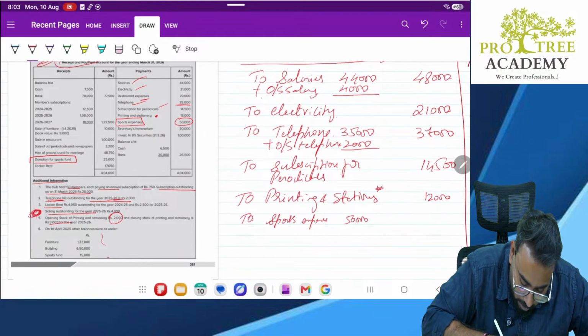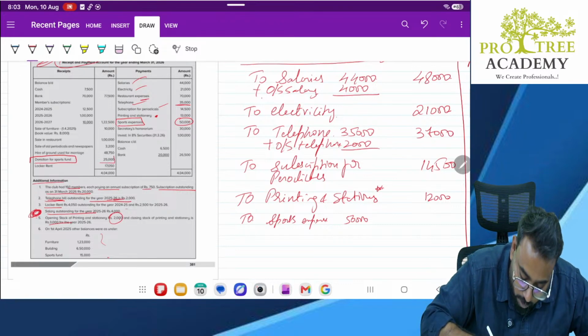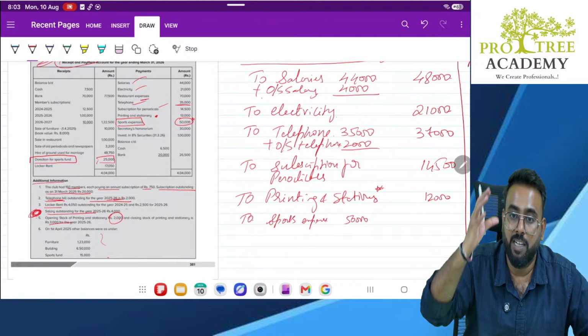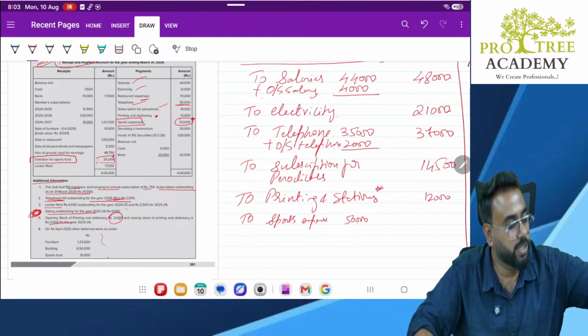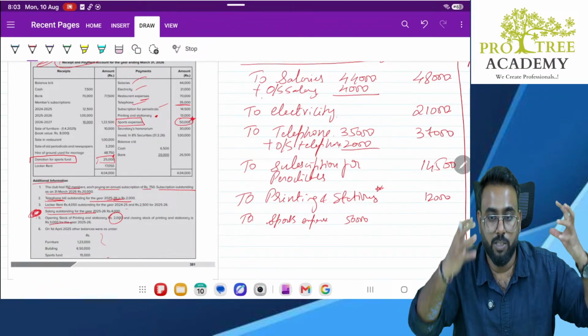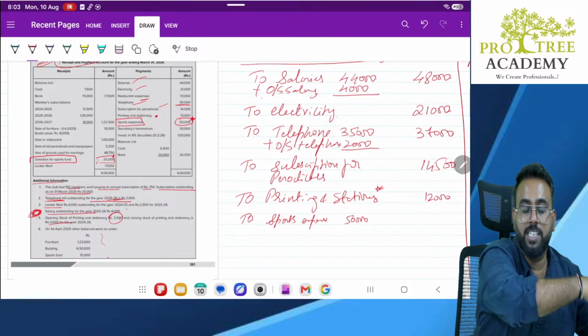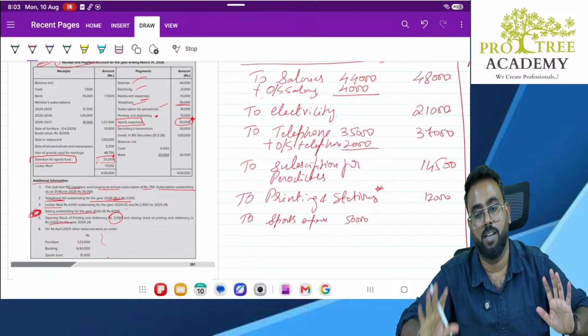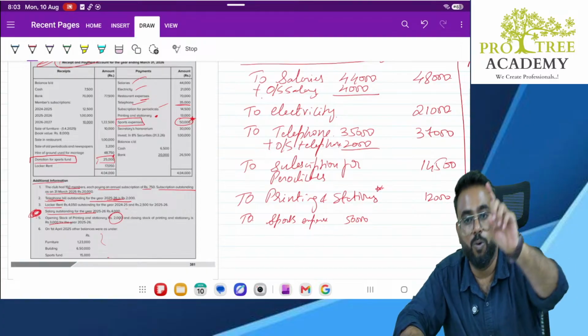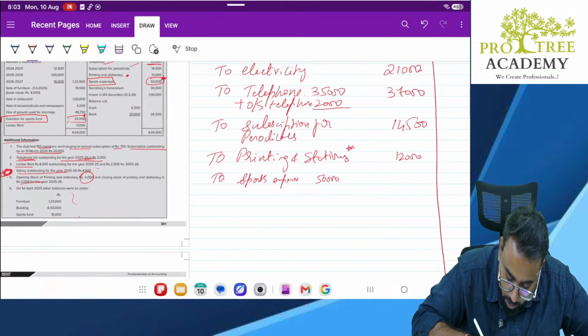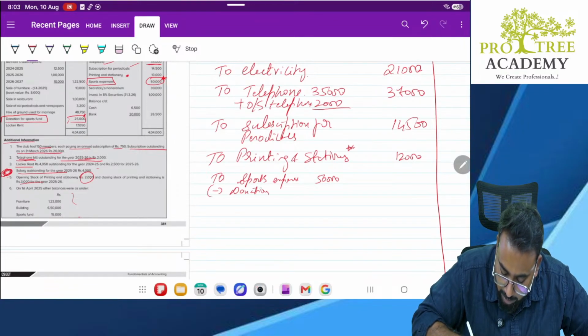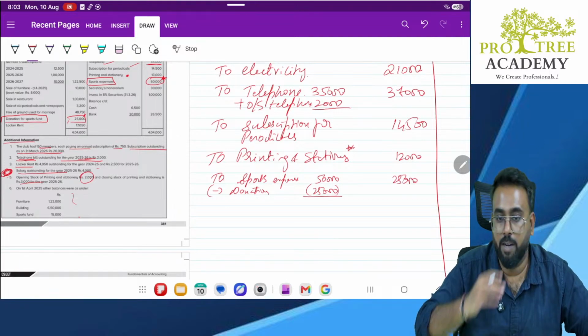I have received 25,000. That means out of 50,000, 25,000 is received as a specific donation. So out of 50,000, 25,000 will get adjusted against the specific donation. What is remaining? 25,000. Only that will go as expenses. So sports expense is 50,000, out of this the donation of 25,000 gets adjusted, and what is remaining will only go to your income and expenditure account.